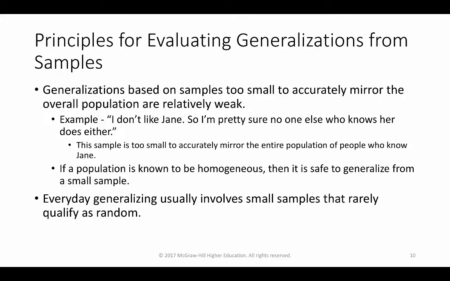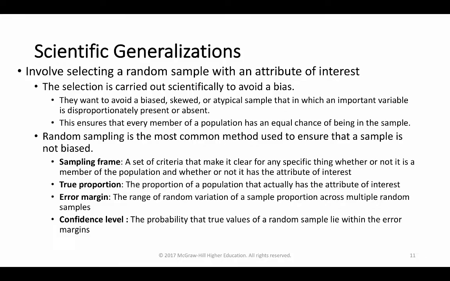The sample being used is typical of the population being discussed, it's diversified, and it's big enough to actually mirror the population. Scientists use inductive reasoning all the time, but they tend to do it a little differently than we do. They attempt to use samples that meet all the criteria we talked about before, and they use specific methods to ensure that their samples are representative of the population as a whole.